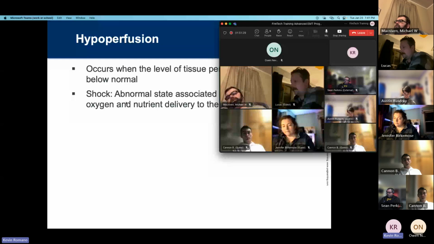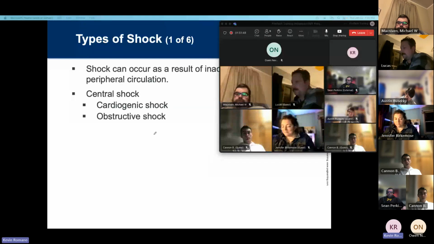All right, so let's go over these types of shock. Shock can occur as a result of that. In the mechanistic approach, there are two types of shock that are distinguished. One is central shock, which consists of cardiogenic and obstructive. And there's peripheral shock, which consists of hypovolemic and distributive shock.